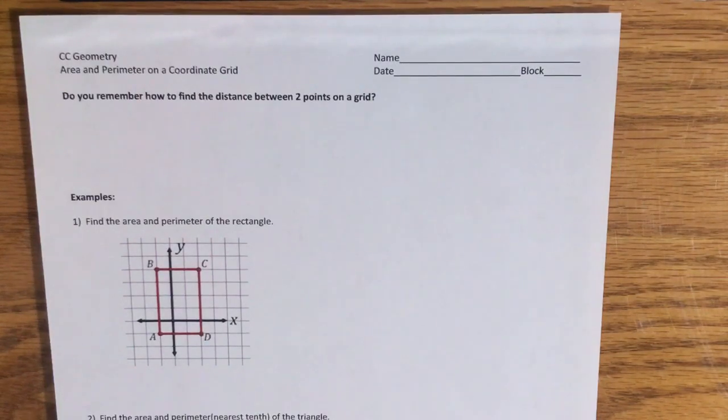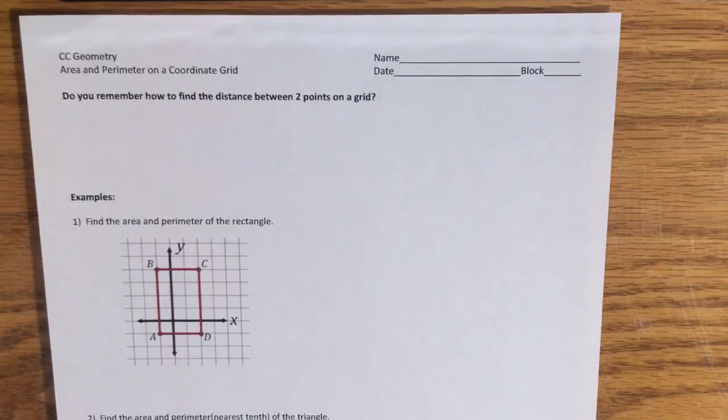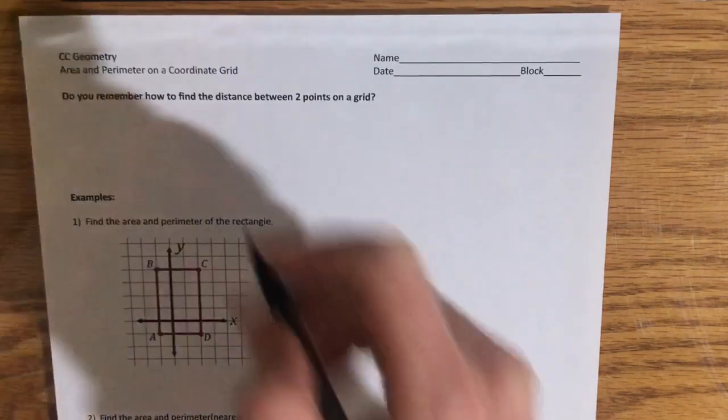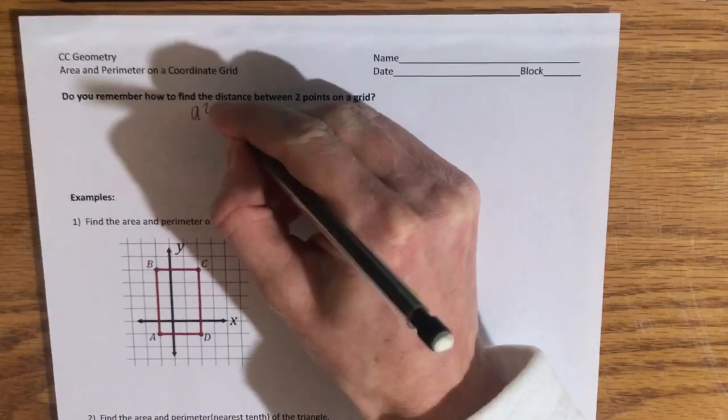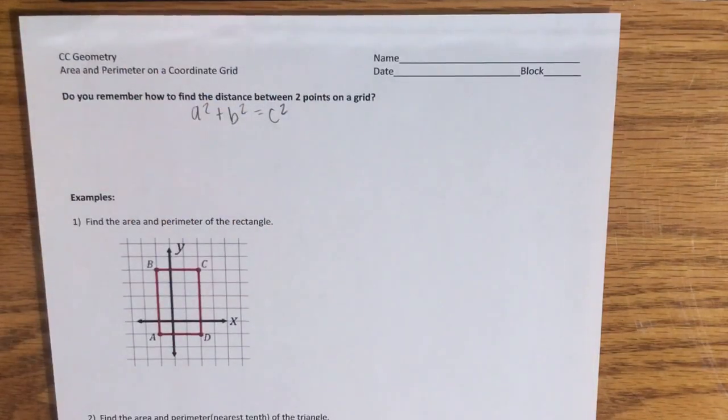So first of all, do you remember how to find the distance between 2 points on a grid? If you plot 2 points on a grid, we're going to use Pythagorean theorem: a squared plus b squared equals c squared. And then just remember, you're going to make a triangle, count the boxes, and plug it in to find it. So this is very similar.